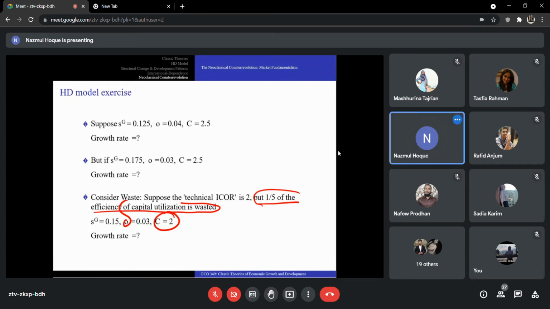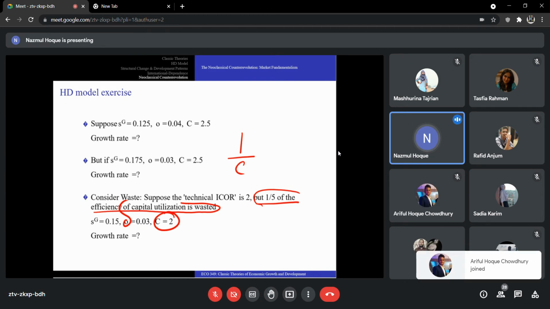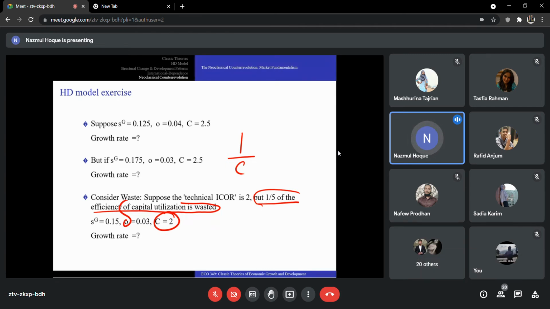So let's say 1/C is the efficiency of capital utilization, but since some of the efficiency is wasted, the effective capital utilization, let's call it 1/x. So x represents the effective incremental capital output ratio. So how much of the efficiency are we losing? 1/5, right?